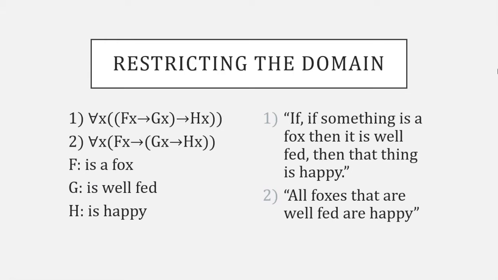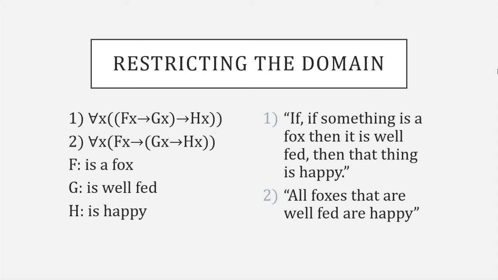So we've got the sentence, for all x, if Fx and Gx, then Hx. And notice what happens when you move the brackets. The first sentence says, if it's the case that if something is a fox, then it's well fed, then that thing is happy. Kind of probably what I meant to symbolize was all foxes that are well fed are happy. So number 2 says, if something is a fox, then if it's well fed, then it's happy.